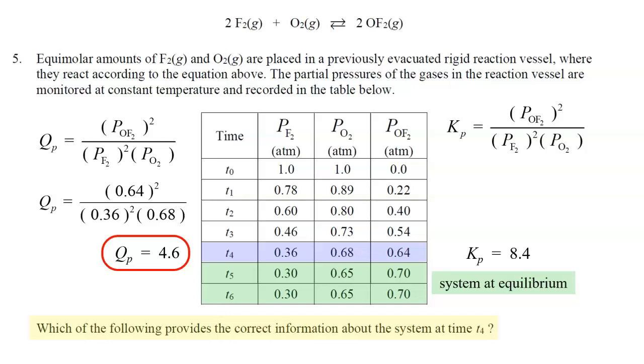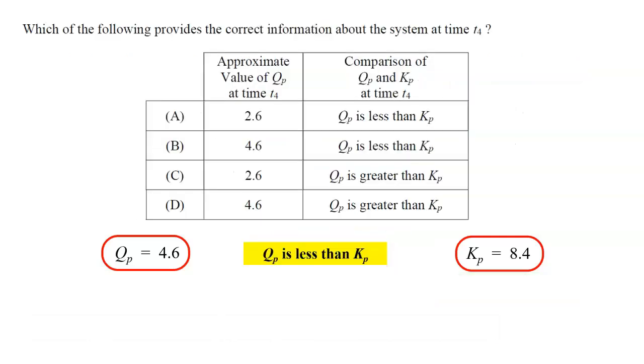But at equilibrium, the value of the equilibrium constant is 8.4. Let's go ahead and take a look at our 4 answer choices, and we can see that since the approximate value of Qp at time T4 is 4.6, and that value is less than 8.4, or the value of Kp, the correct answer to question 5 is choice B.